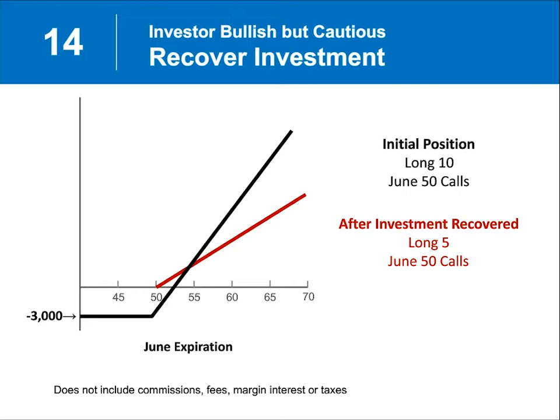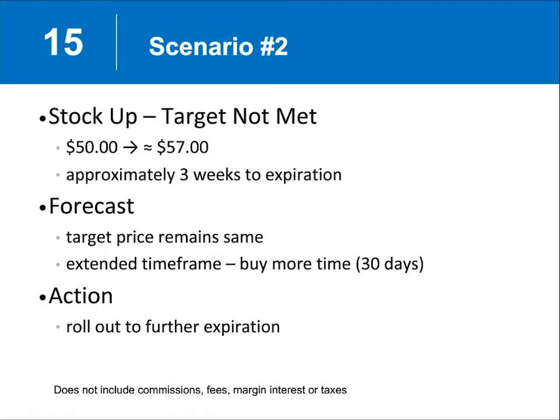Now we'll move on to our next example. Similarly, the stock has moved up to $57 a share, about 3 weeks left till expiration. We still think the price is going to 60, except it's not happening as quickly as we thought it would. So we're still bullish. We still think 60 will happen. That means we want to hold long deltas, but we don't have enough time for that $60 strike target to be met. So we buy more time. The action here, roll out to further expiration, otherwise known as out.